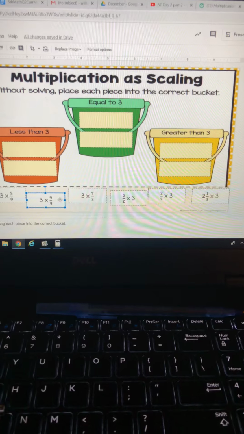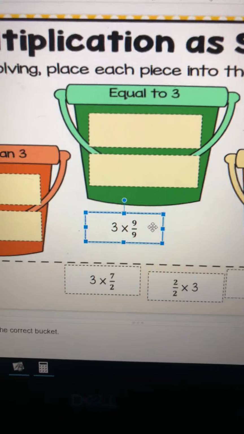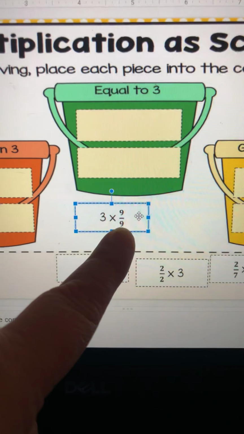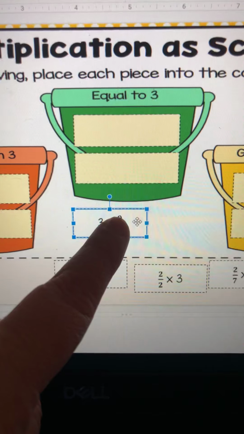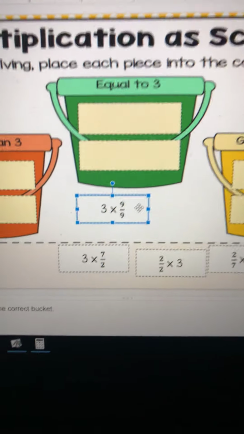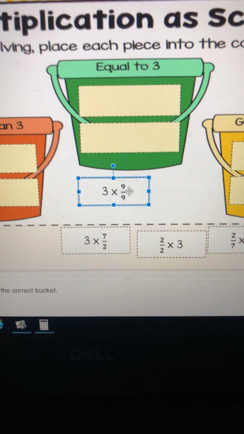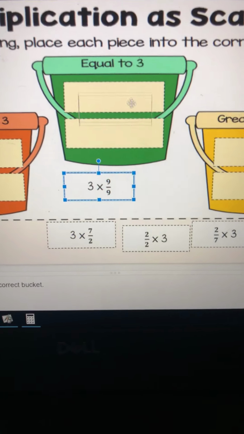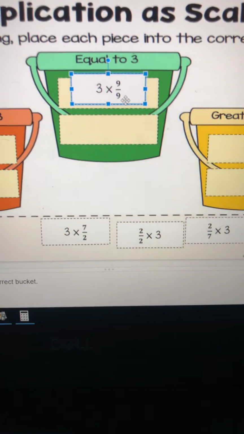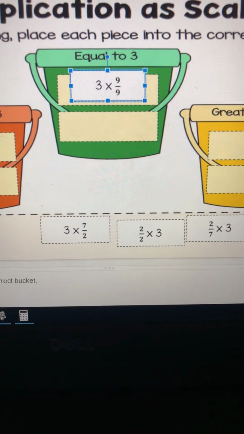So let's first start with 3 times 9/9. What is equivalent to 9/9? 1. Anytime my numerator and my denominator match, it is equal to 1. Well, if I say 3 times 1, I'm going to get, you said it, 3. So therefore, this fraction is equal to 3 because the 9/9 is equivalent to 1.